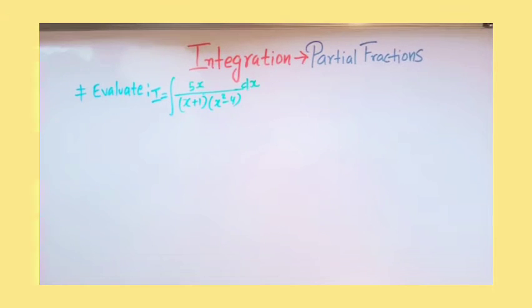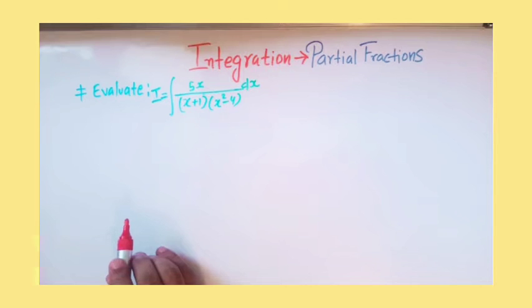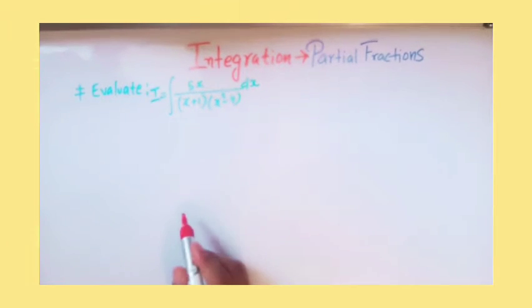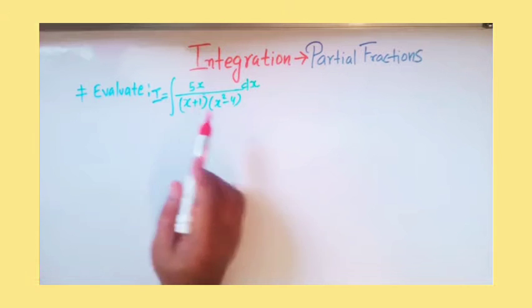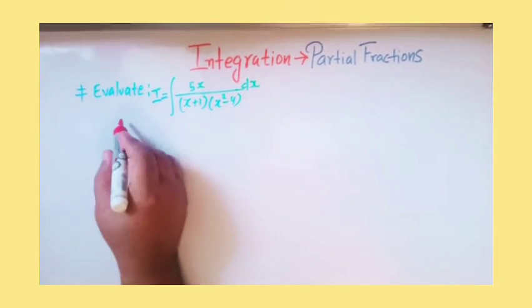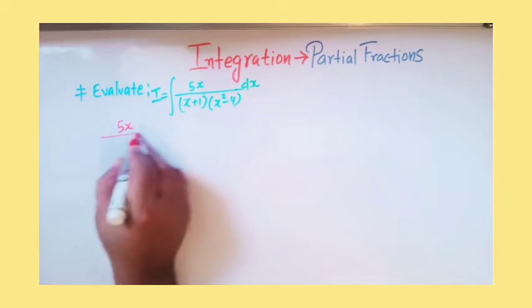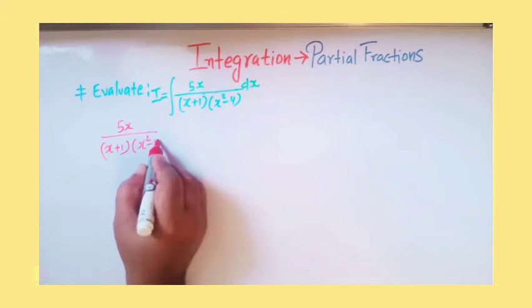Hello viewers, in today's lecture we are going to solve some problems related to partial fractions. So let us take this first problem. Here the integrand is 5x divided by (x plus 1) and (x square minus 4).